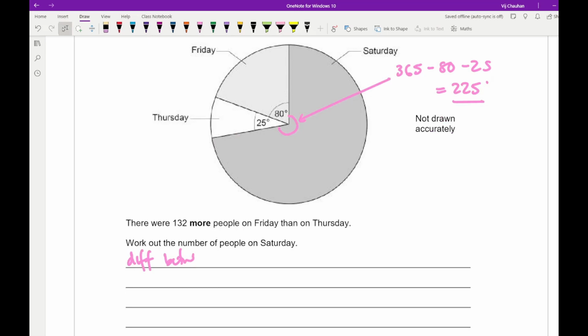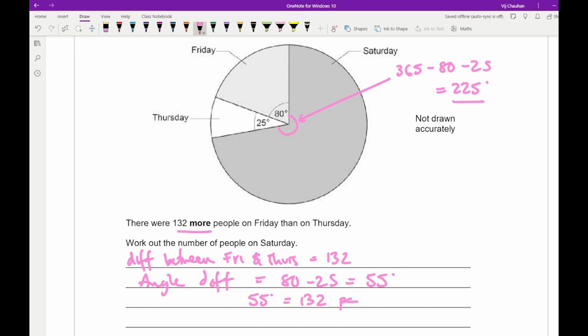between Friday and Thursday. Now, we know that the difference between those 2 days is 132. So in terms of the angle difference, that's going to be 80 minus 25, which gives me 55 degrees. So then we know that 55 degrees equals 132 people.